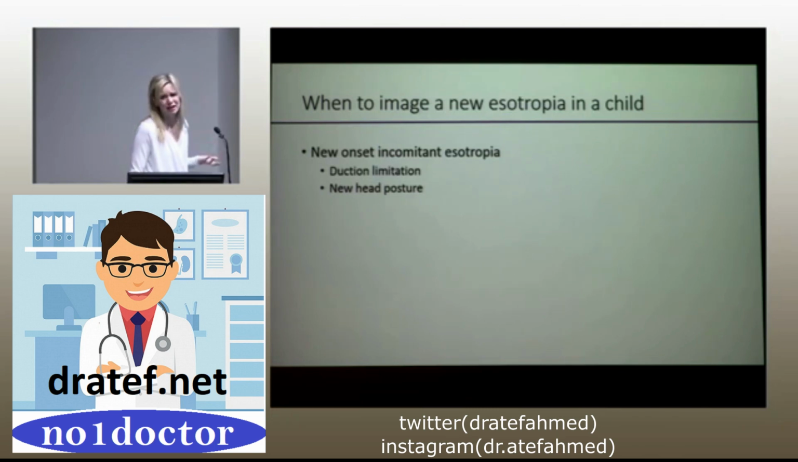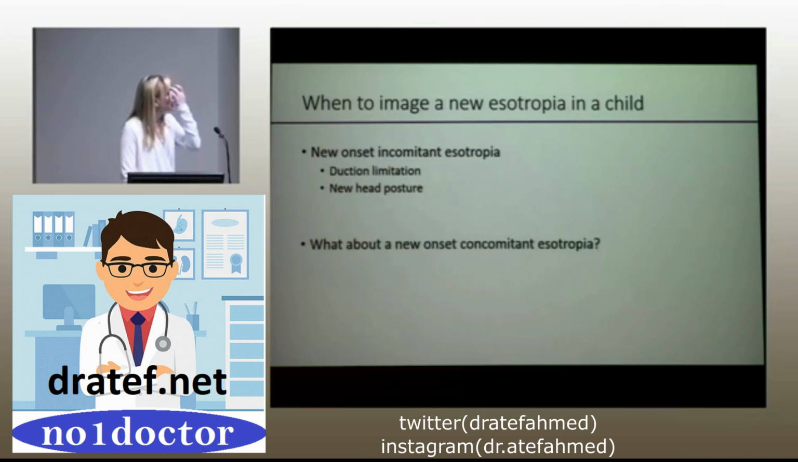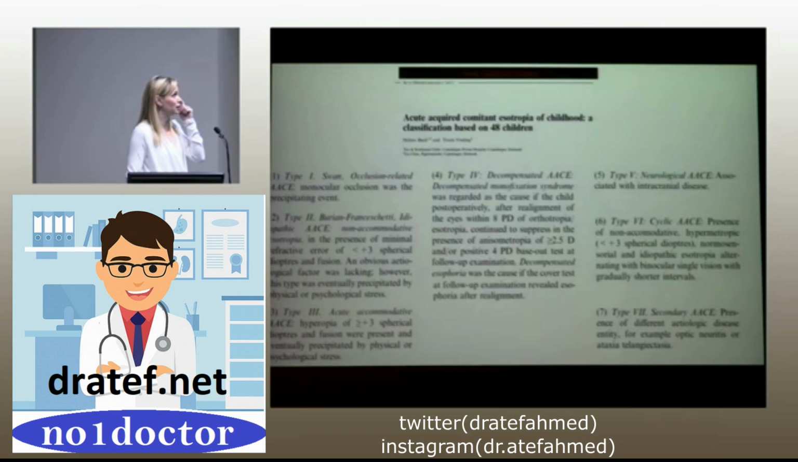And especially in the setting of trauma. Even if you feel like the parents are poor historians, they don't know what they're talking about, this probably has been going on forever. In the setting of a trauma, you have to give the benefit of the doubt to the parents, I think. And so, what if this was actually a comitant esotropia, as I think was initially thought?